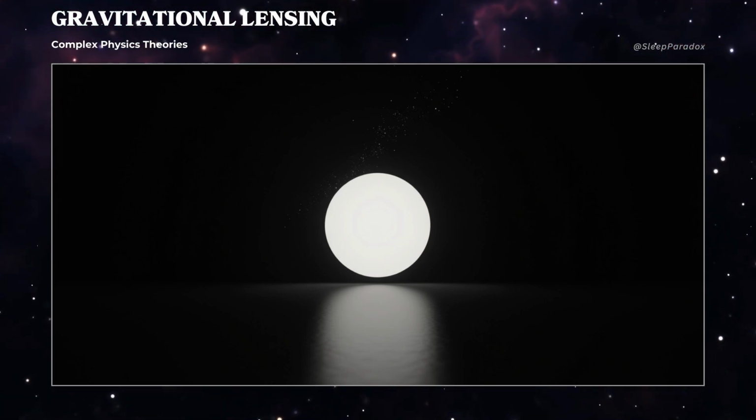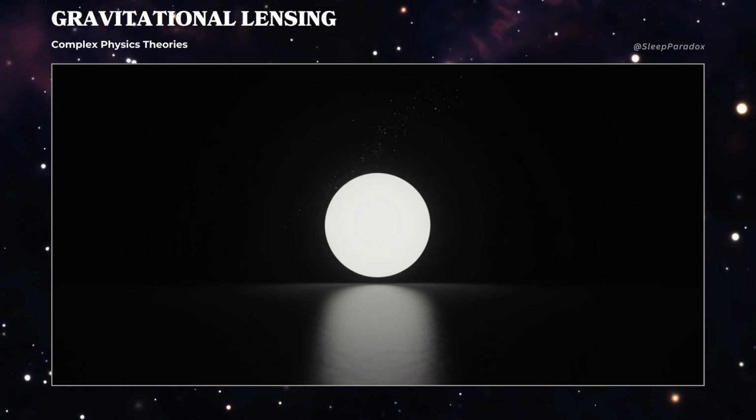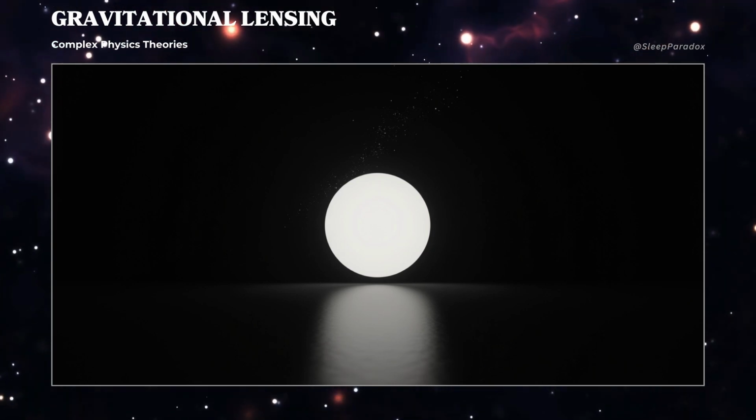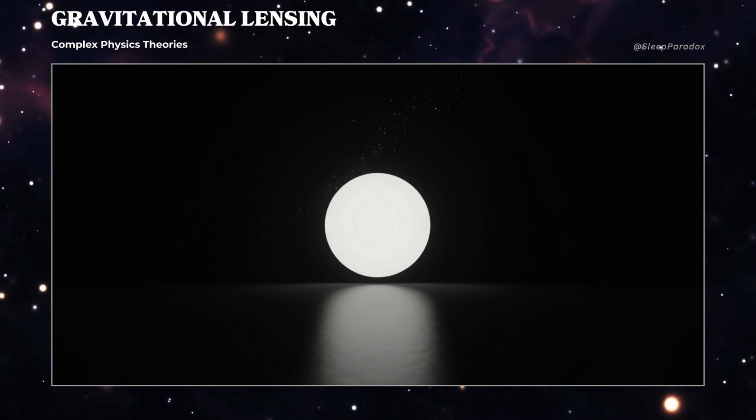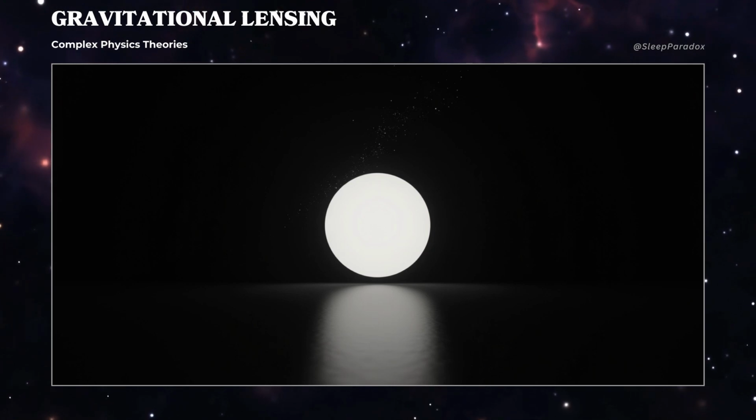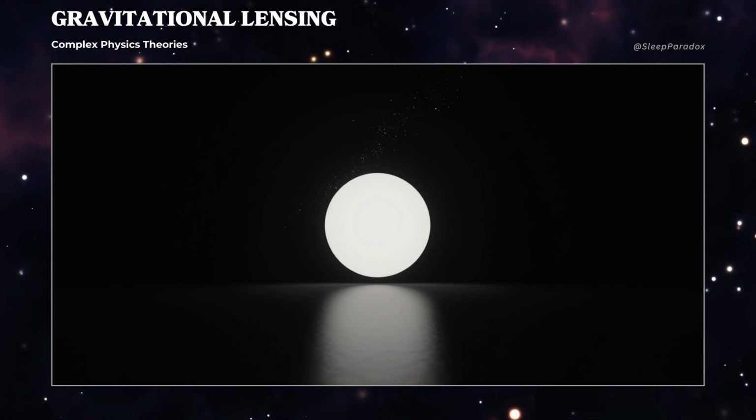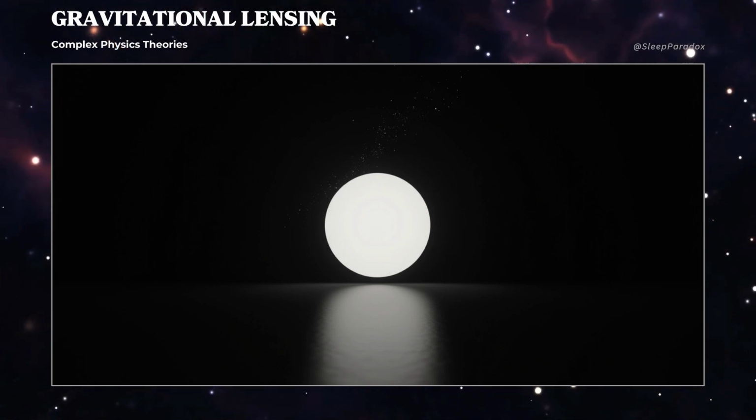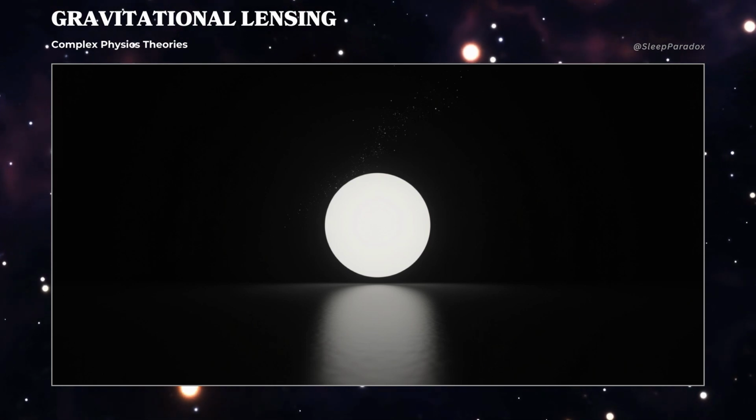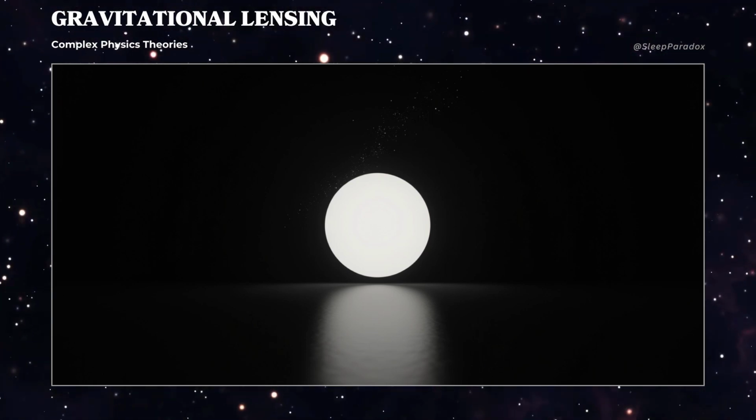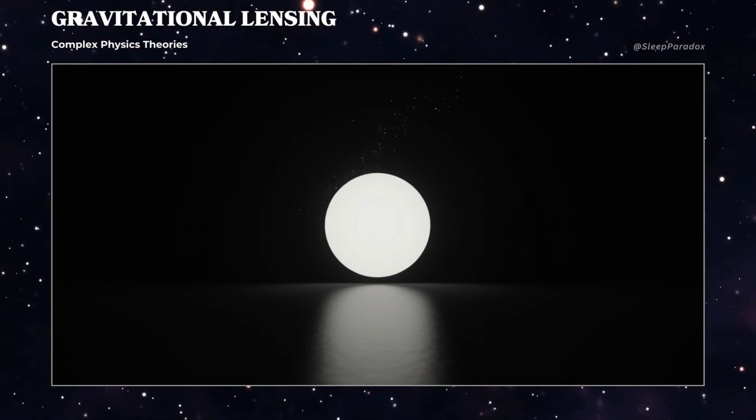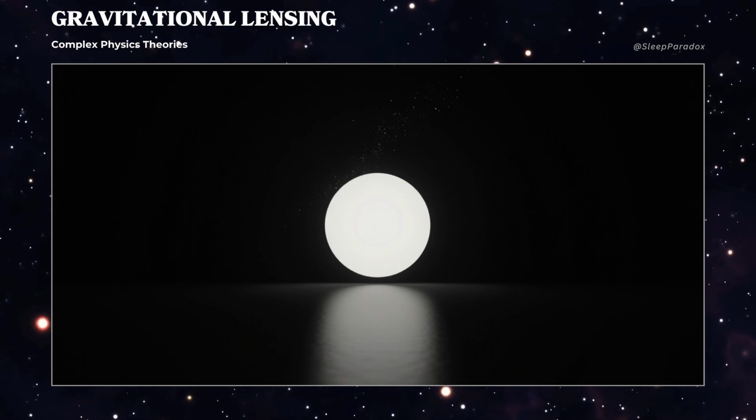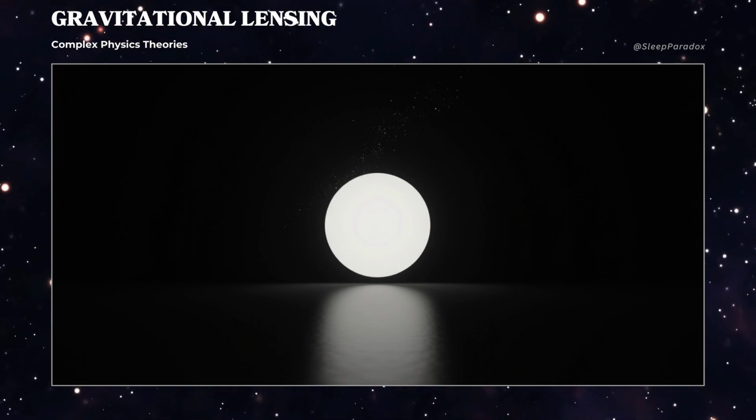From a technical standpoint, lensing is governed by the Einstein field equations, which relate the curvature of space-time to the mass and energy causing it. The light path is calculated using what are called geodesics, the shortest possible routes through curved space-time. These are not straight lines in the Euclidean sense, but they are the paths that light naturally follows.